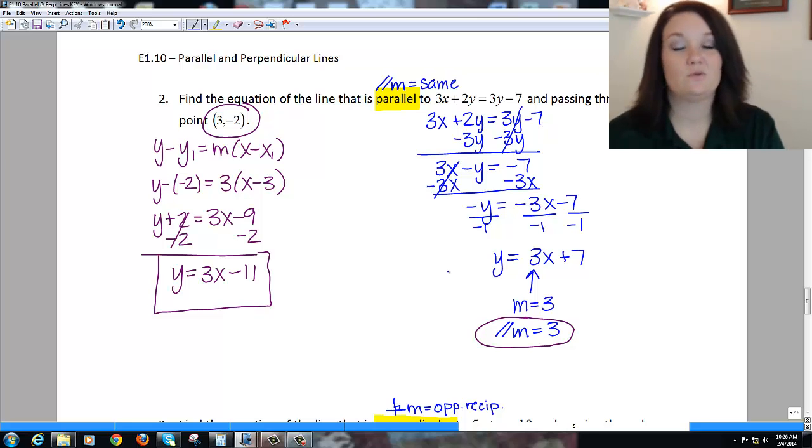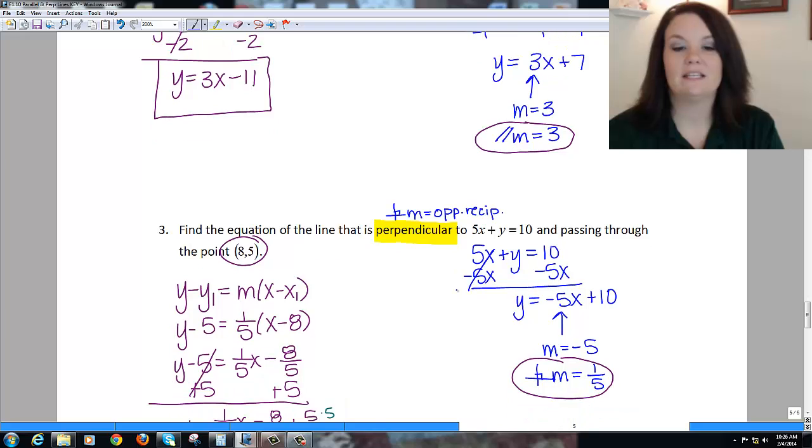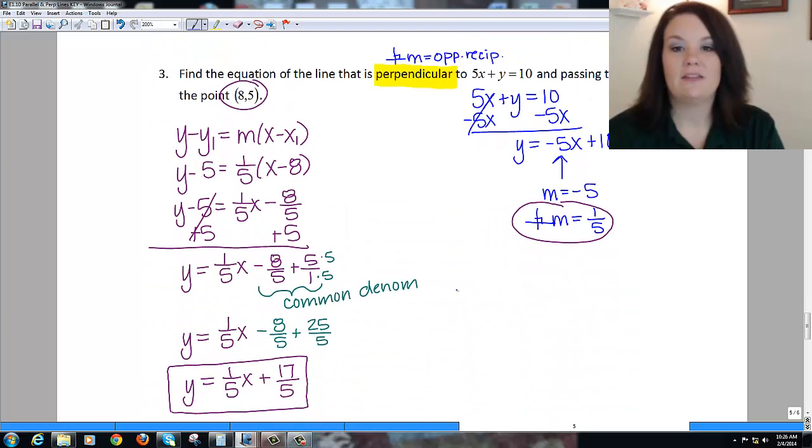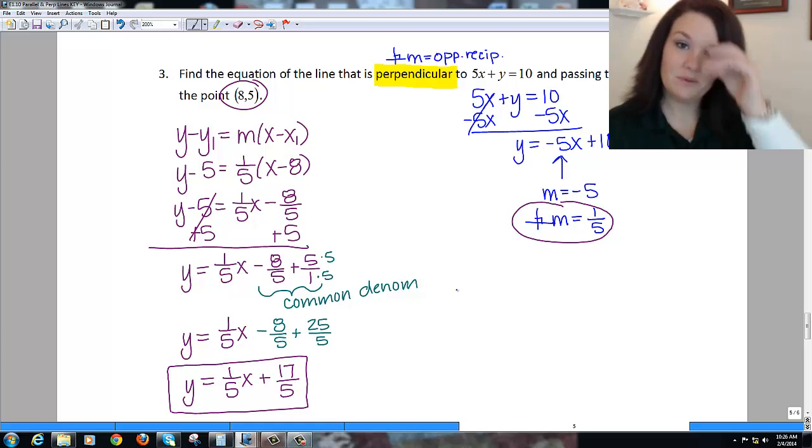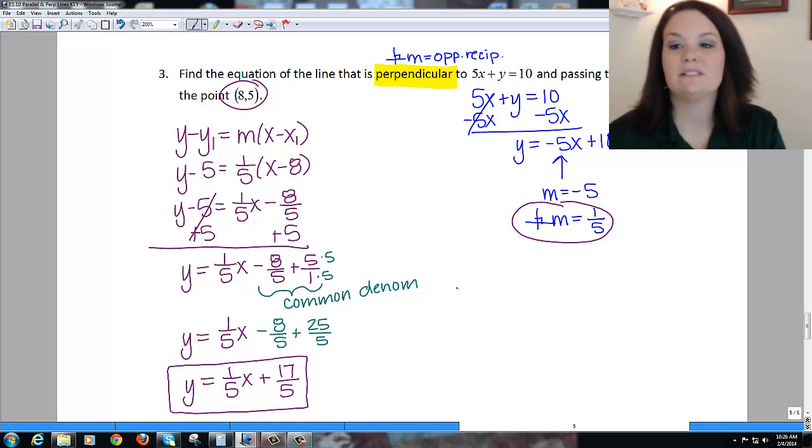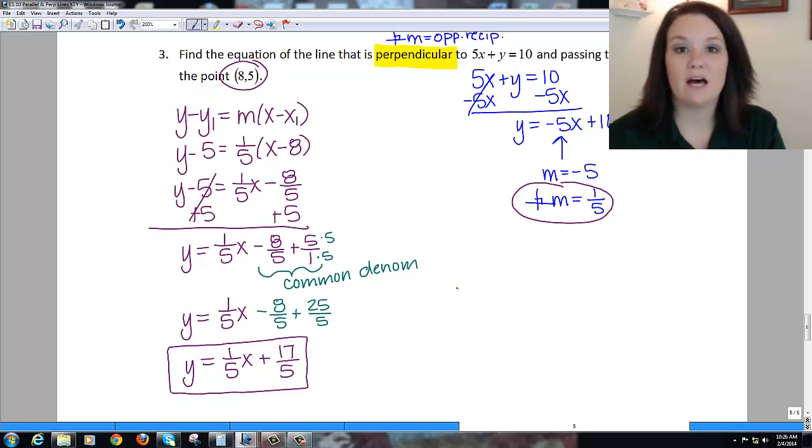Okay? There's one more. The last one, they're asking us to find the equation of the line that is perpendicular, which means we're going to use the opposite reciprocal slope, to this line that they gave us and passing through the point 8, 5. So we take the line that they gave us, which is 5x plus y equals 10.